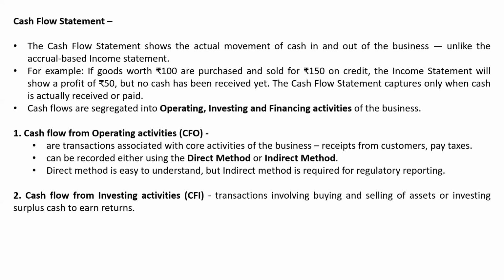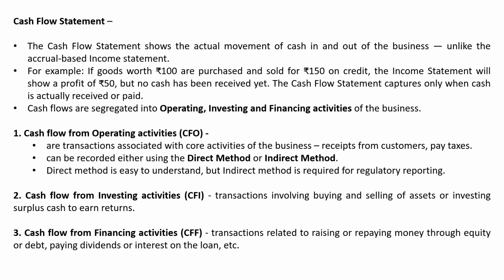Next is investing activities. These involve transactions related to buying or selling long-term assets like property or equipment, or investing the surplus in financial instruments to generate returns. We are able to evaluate how the business is building its asset base. Last is financing activities. In this section, we record cash transactions that are related to raising money for the business. These transactions are related to borrowing or repaying debt, issuing or buying back equity, and paying interest or dividends.